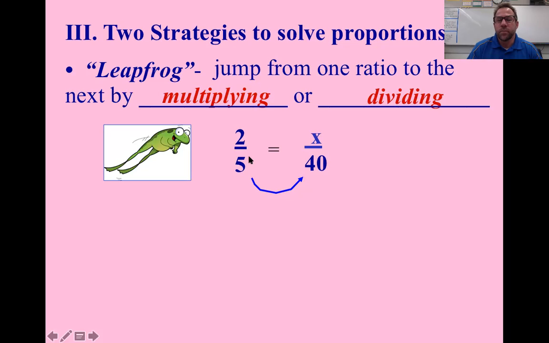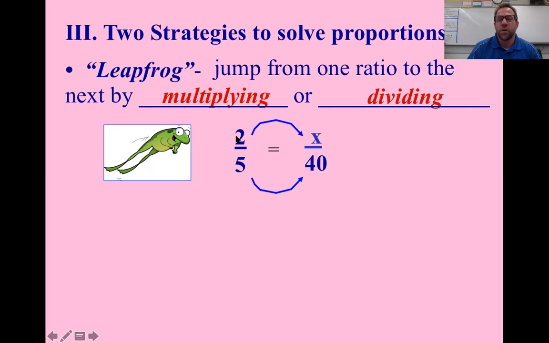Now we know that this bottom number is a 5, and the bottom number over here is a 40. We know that this is a 2. We're trying to find this missing number up here. So I'm going to leapfrog. From 5, if I go to 40, am I multiplying or dividing? No, I'm multiplying, right? I'm doing 5 times 8. So I'm going to leapfrog times 8.